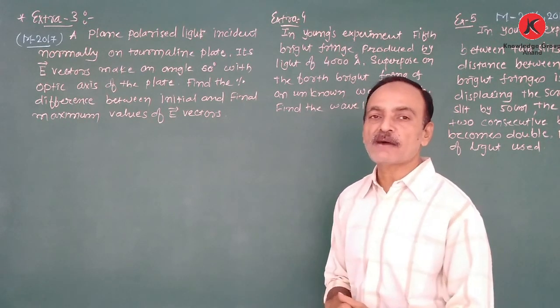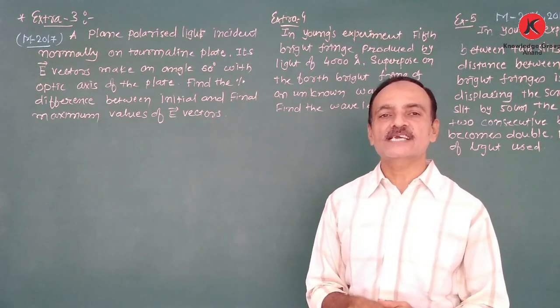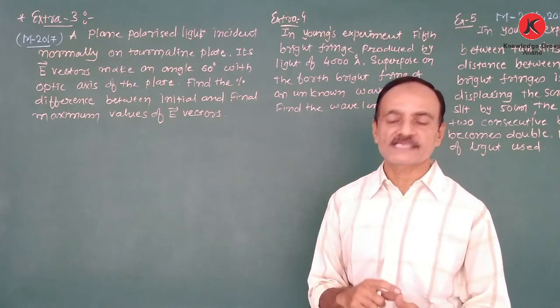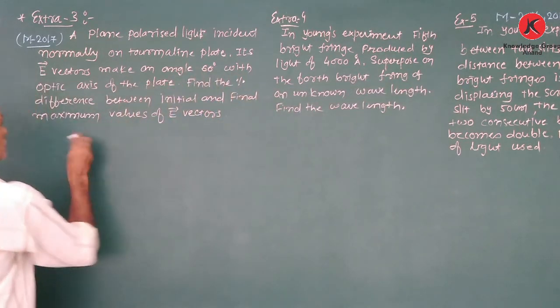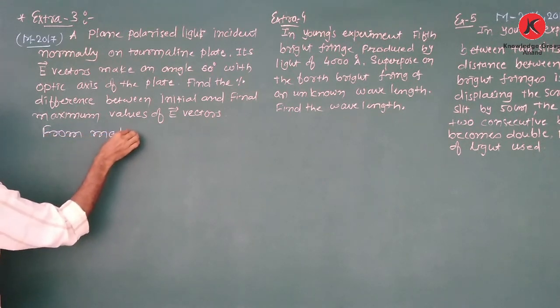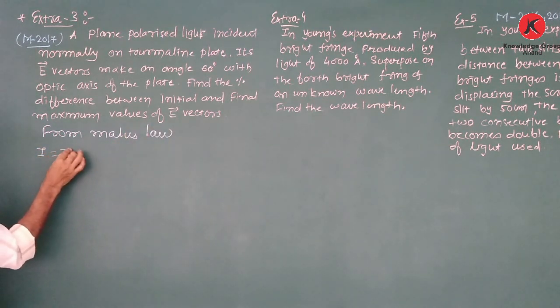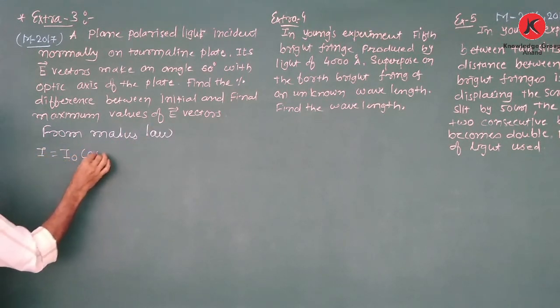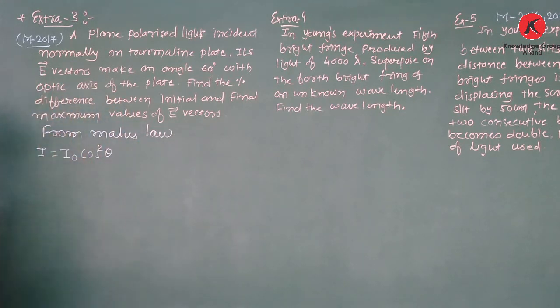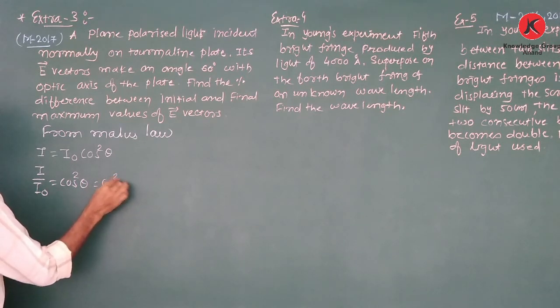So here we are using Malus's law. The intensity of transmitted light I is equal to I0 cos squared theta. From Malus's law, I is equal to I0 cos squared theta. Here theta is 60 degrees. Therefore, I upon I0 is equal to cos squared theta, which is equal to cos squared 60 degrees.